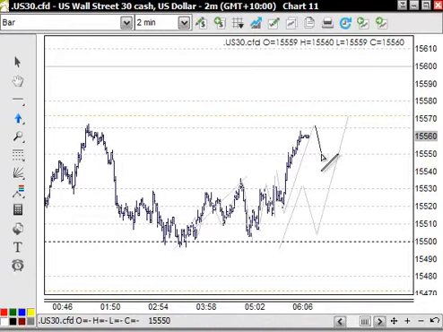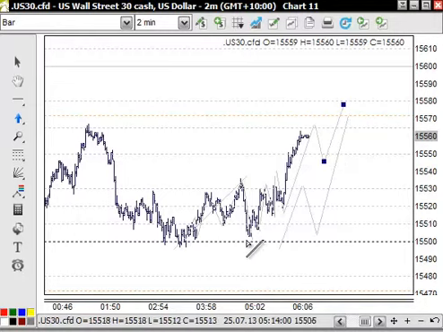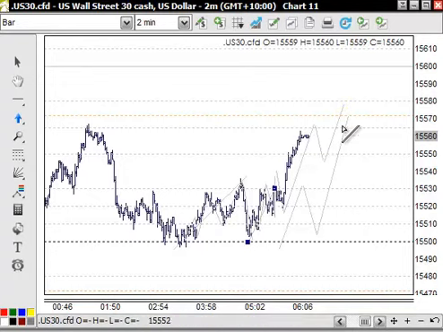But looking for a wave 4 to pull back 38.2% of that wave 3 there, and then wave 5 to here, which should be the same length as this one here or thereabouts.